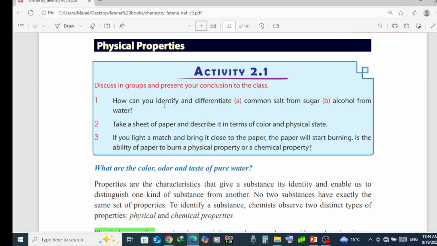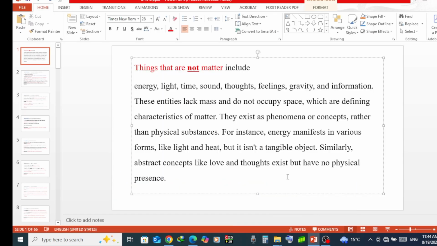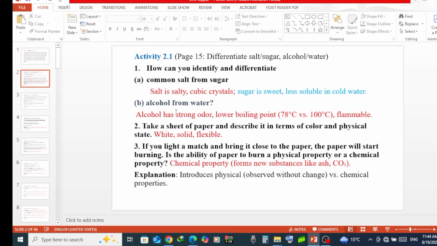So these are the points that you are going to discuss in your real class. But let's try to see some very common things about these questions, activities. So let's say here we have questions with their common answers. How can you identify and differentiate common salt from sugar? It says, salt is salty.